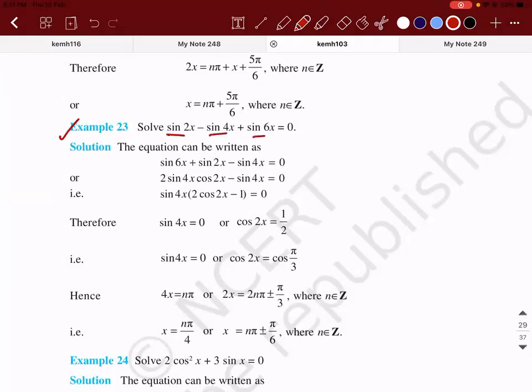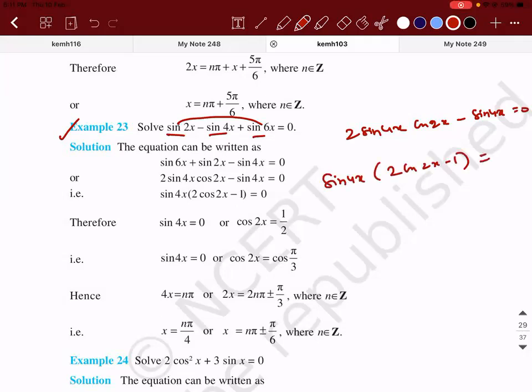Sine 2x minus sine 4x plus sine 6x is equal to 0. Then what are you supposed to do? You can combine the sine 2x and sine 6x and write that as 2 sine of a plus b by 2, 2 sine 4x cos 2x, minus sine 4x is equal to 0. So I can take that sine 4x outside. 2 cos 2x minus 1 is equal to 0. So sine 4x is equal to 0 or cos 2x is equal to half.